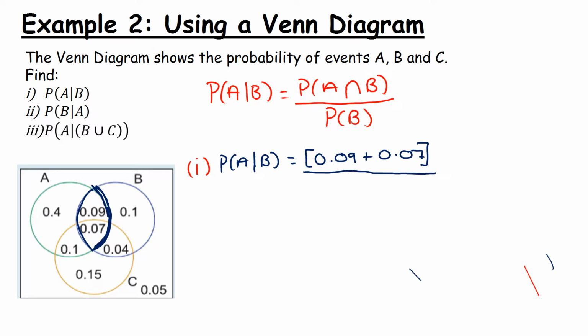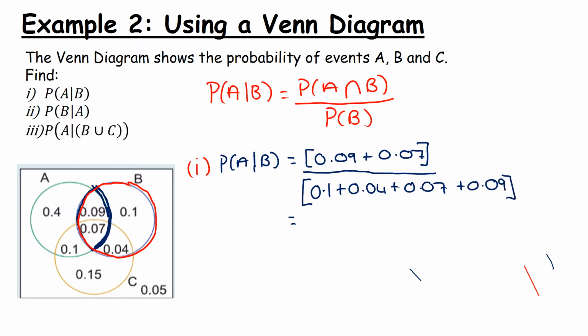Now the probability of B, make sure that you add all the pieces of B together because B represents the full circle. So B in this case is this full red circle. So to find the probability of B, we have to add all those pieces together. So 0.1 plus 0.04 plus 0.07 plus 0.09.